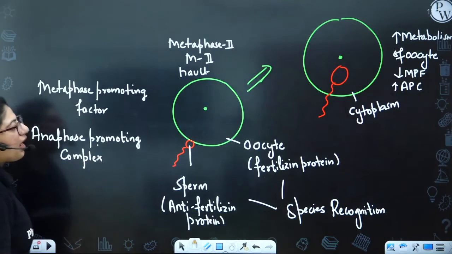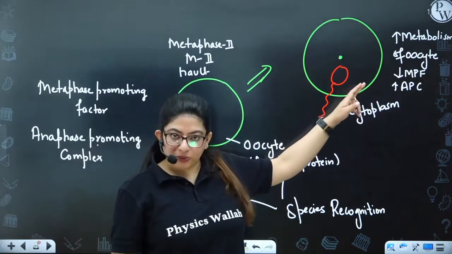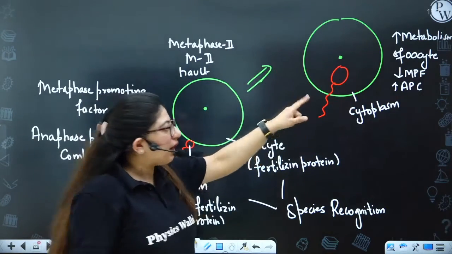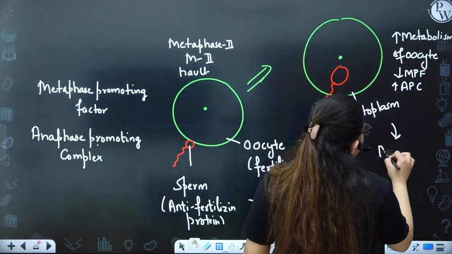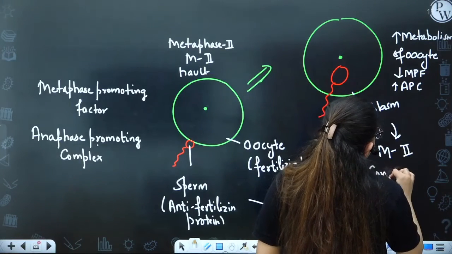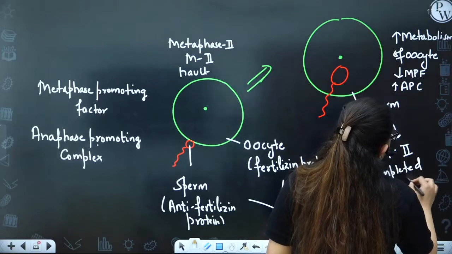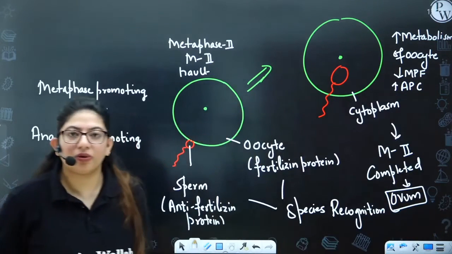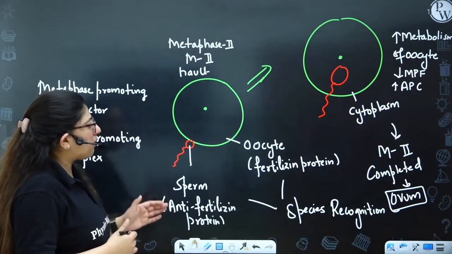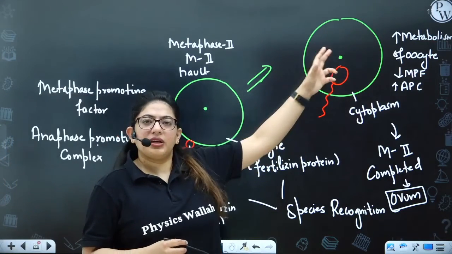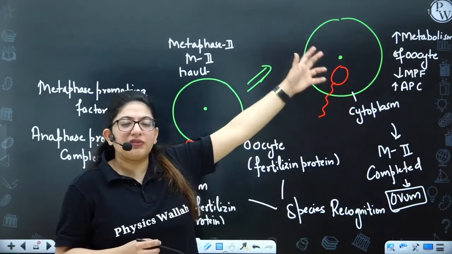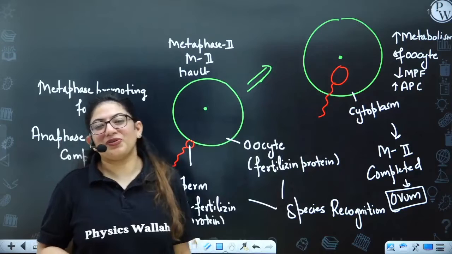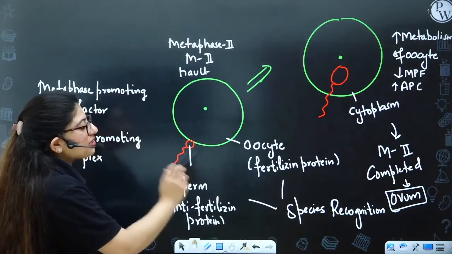And after the sperm has entered into the cytoplasm, the halt will move away. And what will happen? Meiosis 2 will get completed. Once meiosis 2 is completed, what is formed now? Ovum is formed. Simple. So the simple thing is sperm will enter into the cytoplasm and MPF will go down, APC will move up, and it will complete its meiosis 2, and it will form the ovum. Alright. So this is how the ovum is formed.